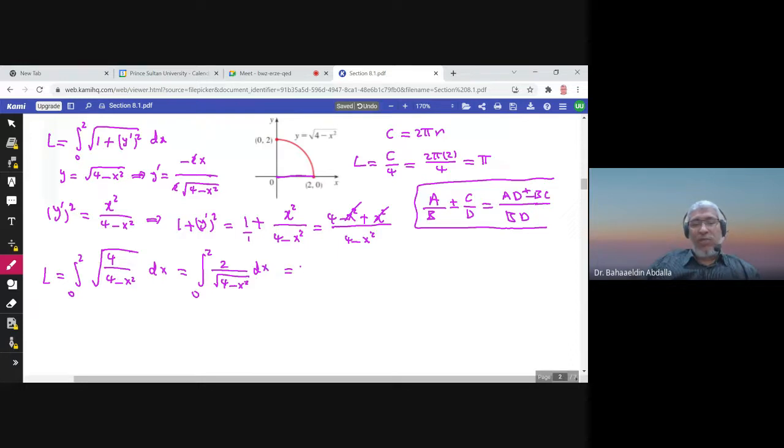2 is a number, I can take it out. And the integral of 1 over square root of 4 minus x squared is sine inverse x over 2. That's a formula.